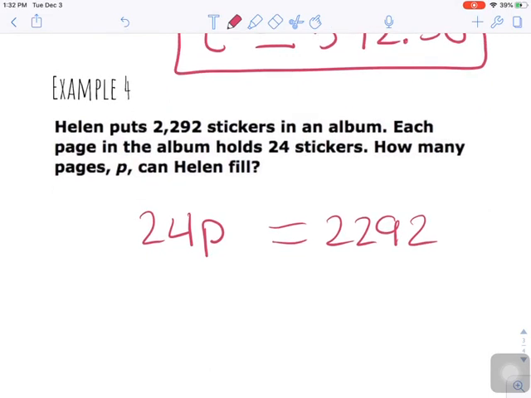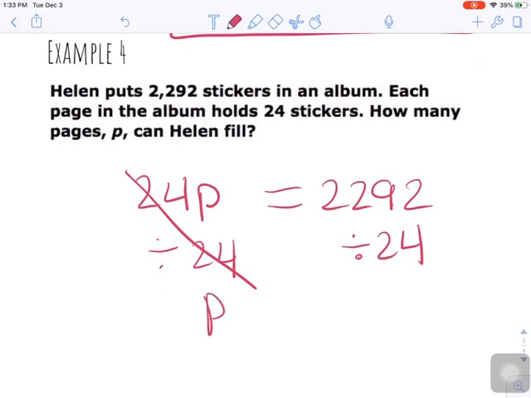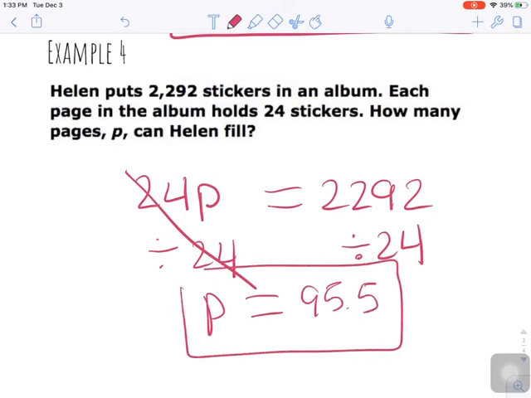So I'm dealing with multiplication. We know to undo multiplication, I'm going to divide. So I'm going to divide by 24 on both sides. These two cancel out. So I'm left with P equals 2,292 divided by 24, which is 95.5. So there are going to be 95.5 pages that she can fill if each page has 24 stickers on it.